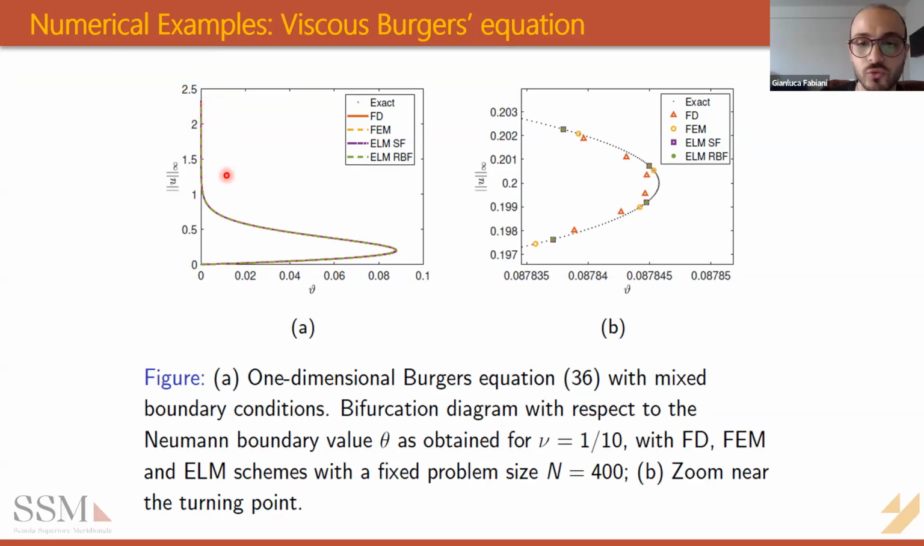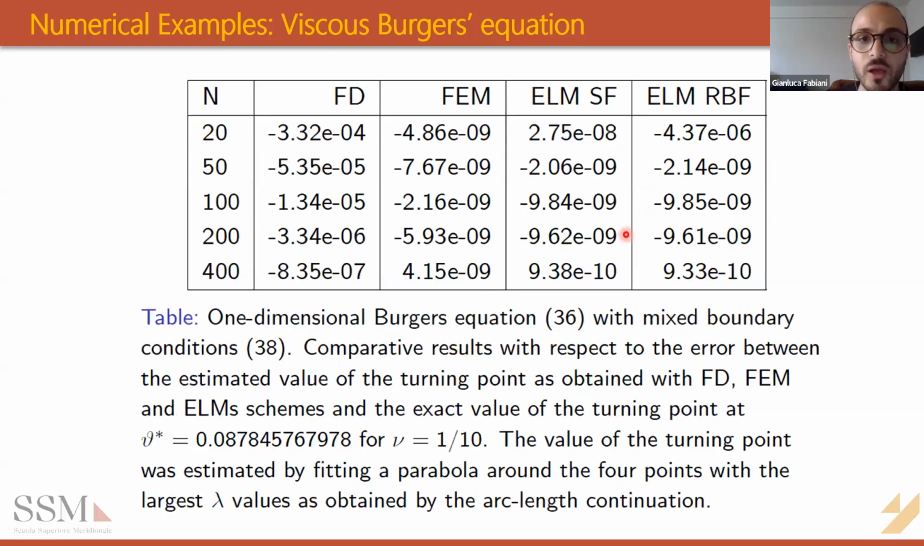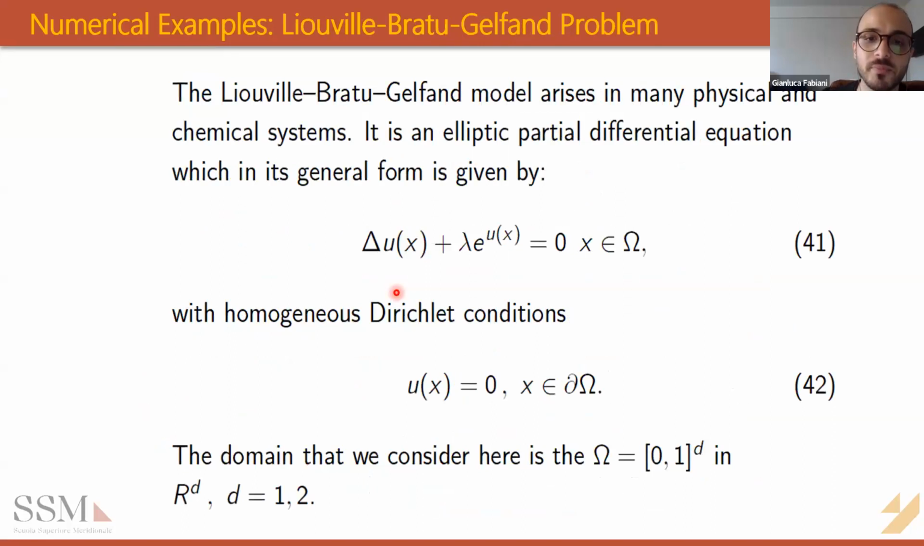This is the unstable solution. And we got a better approximation of the turning point using our proposed approach. And indeed, we have an analytical solution also for the turning point, and we can get a convergence that goes as 10 to the power minus 10, outperforming both finite elements and finite difference. Let me skip this one.